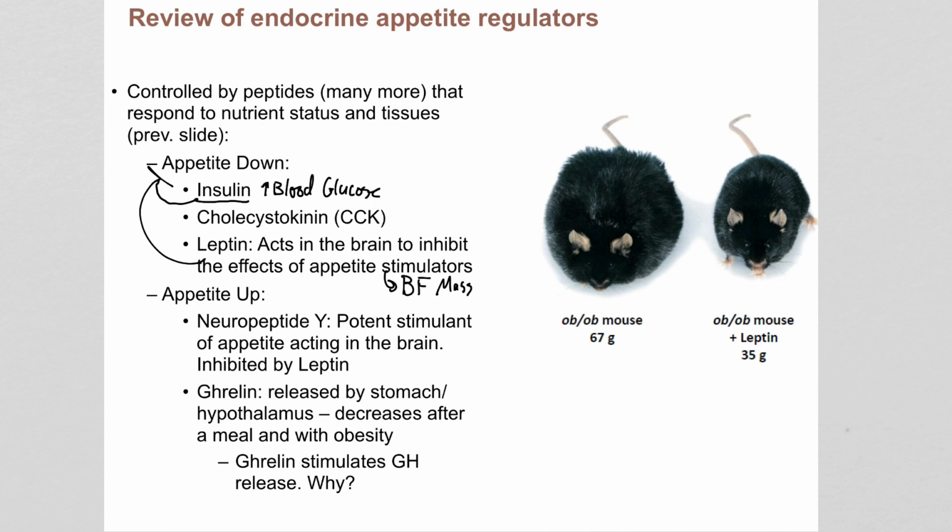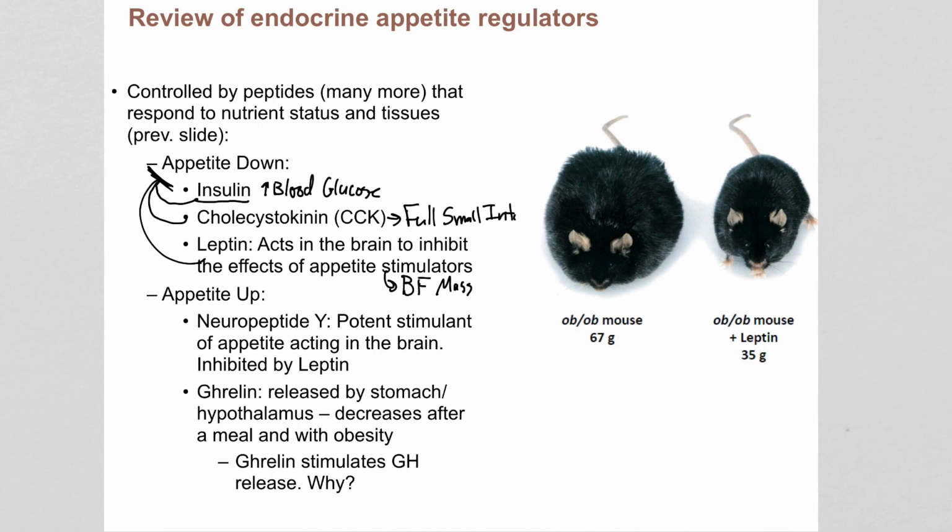CCK is, remember, released when you have a full small intestine. So if your small intestine is full of food, again, a sign that there is physical substance inside the GI tract, you're still digesting that previous meal. Another good reason not to eat. And so we've got these three separate things that take your appetite down. Blood sugar being up, that's insulin. The stomach and the small intestine being full of food, that's CCK. And having a little bit too much adipose tissue.